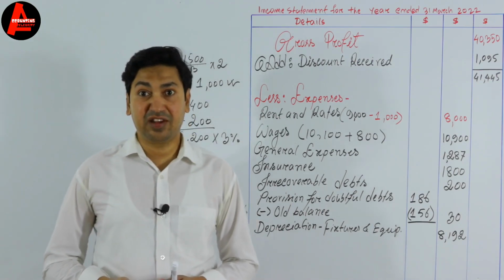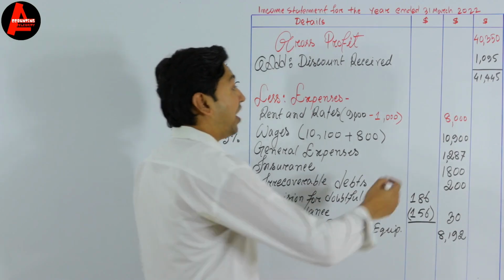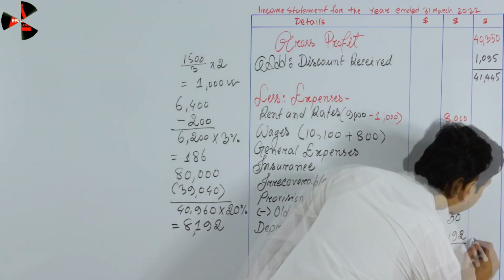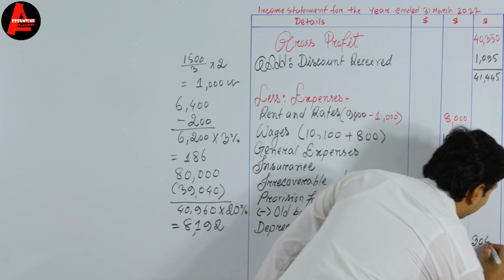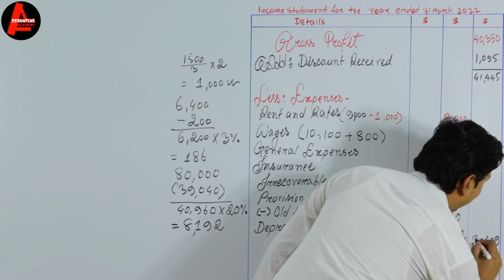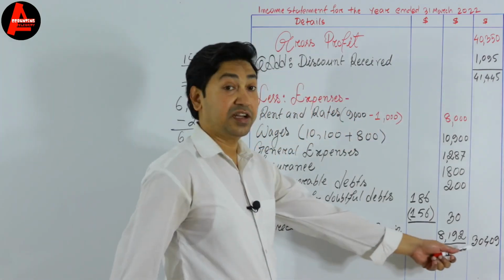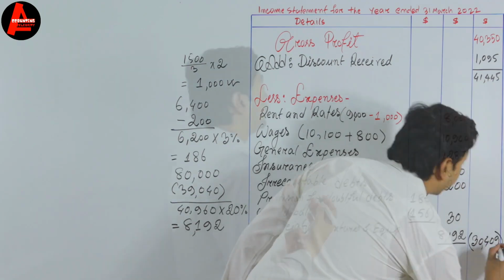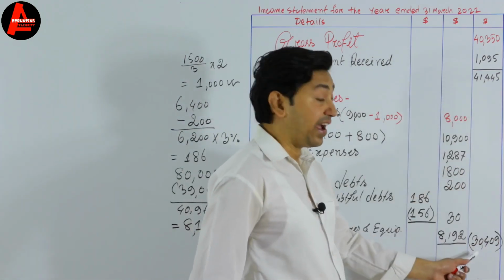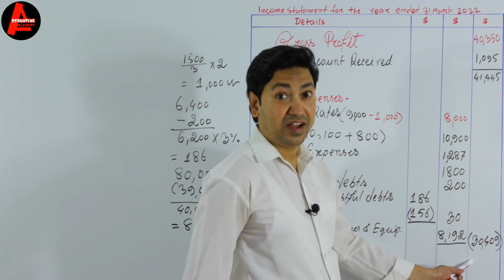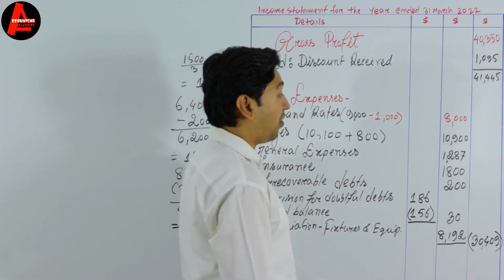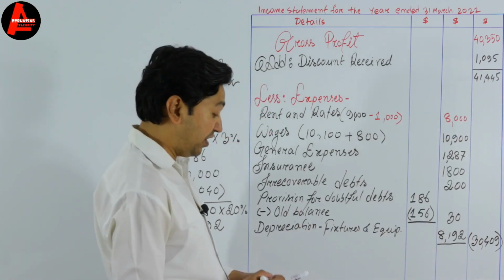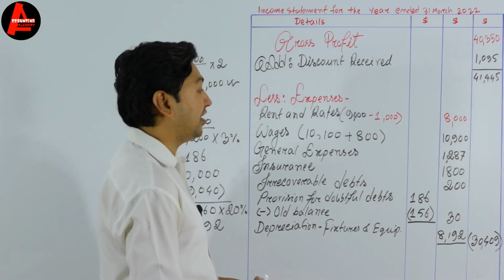Now we will calculate. If we add all these 7 amounts, what do we get? We get $30,409. This is the total expense. Now we know total income minus expenses will be the profit for the year. Our expense is less than income, so we will have profit for the year.